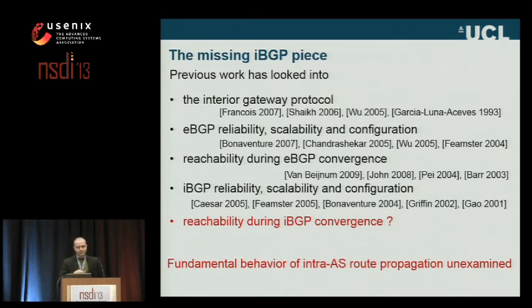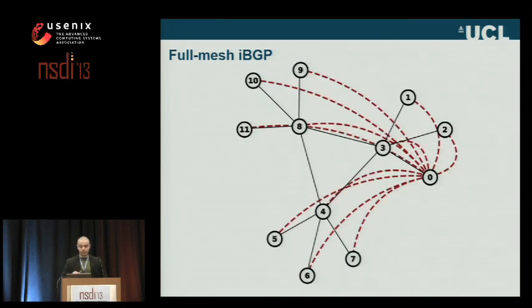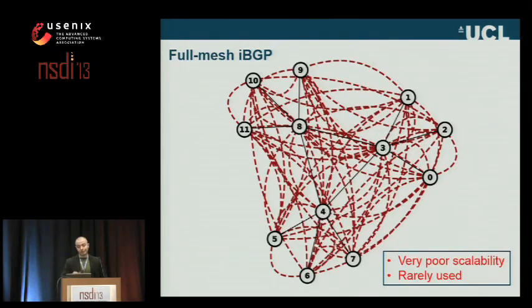So what exactly happens during the propagation of the external route? This is what I will be talking about today. And let's look at iBGP. Well, in general, there are two main ways people use iBGP. The first one is called full mesh iBGP, and as the name suggests, there's a full mesh of sessions between everyone and everyone else. This scales badly, but is straightforward to configure.